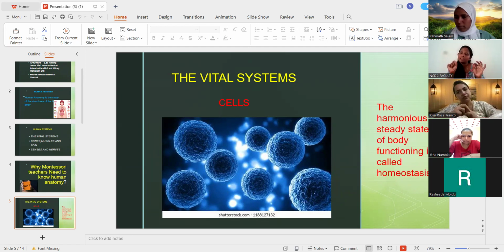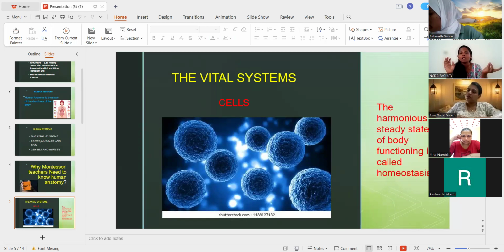So taking care of each cell is very important. What the cell mainly needs is complete oxygenation and hydration. Oxygenation and hydration are the most important. Along with that, circulation towards the cell is very important.